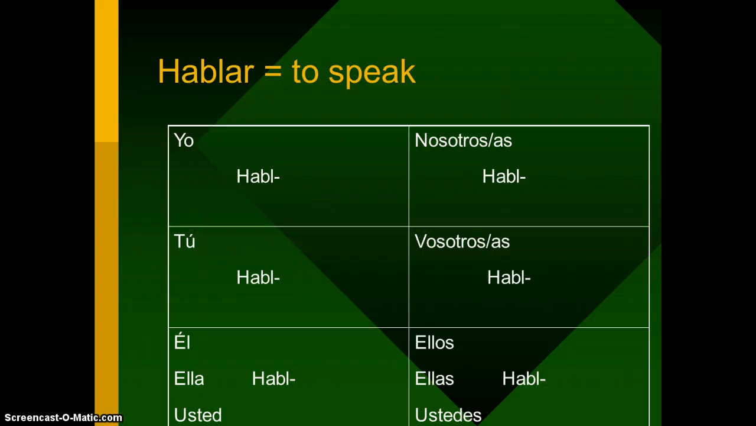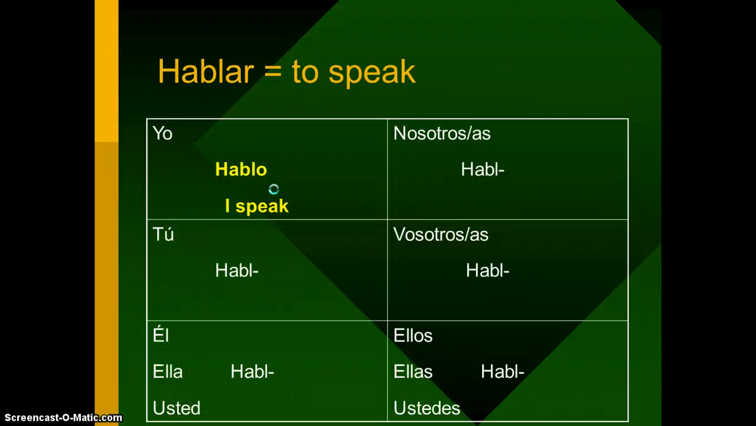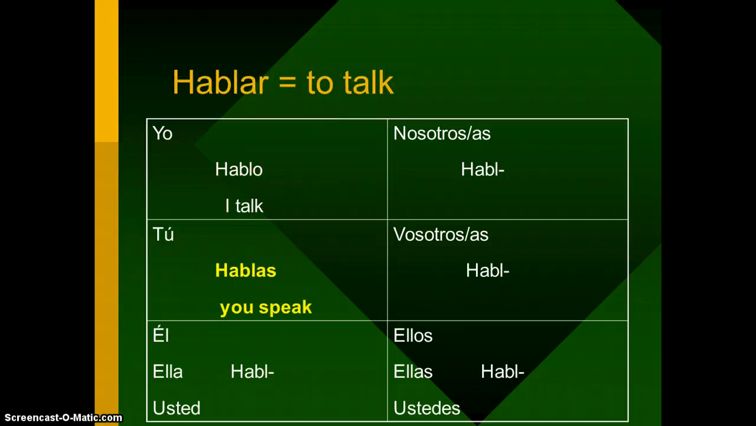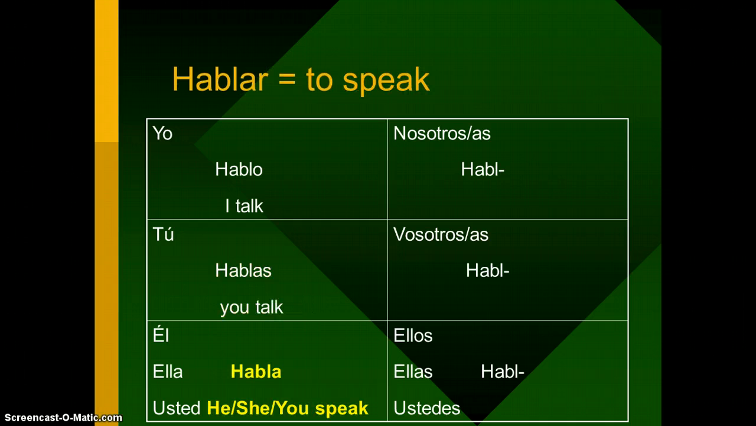Okay, so remember the first step is to isolate the stem, meaning take off that AR ending, and you're left with habl. Now we've got to make this word mean something. So let's start with the yo form. To say I speak, you say yo hablo, or simply hablo, because the ending o only works for the yo form. Next you have hablas, or tú hablas, meaning you speak. As only works with tú, so hablas works just as well as tú hablas.